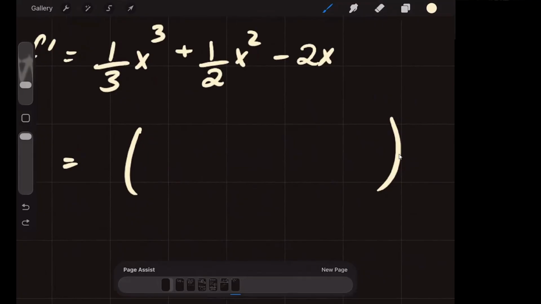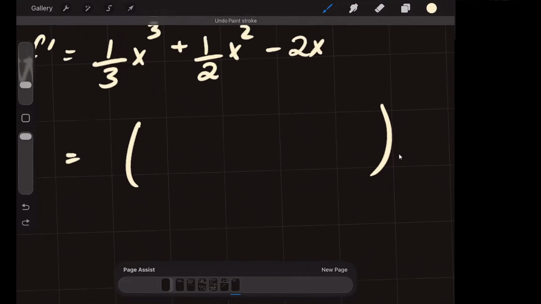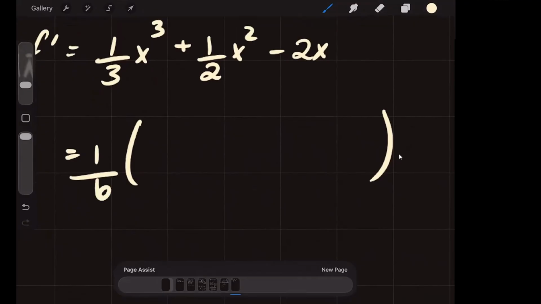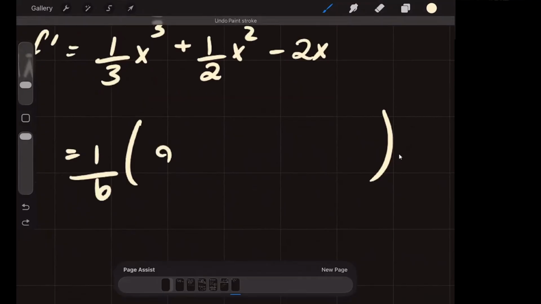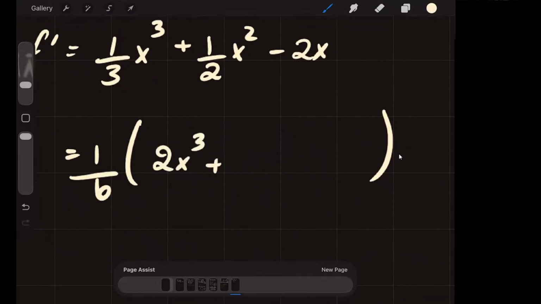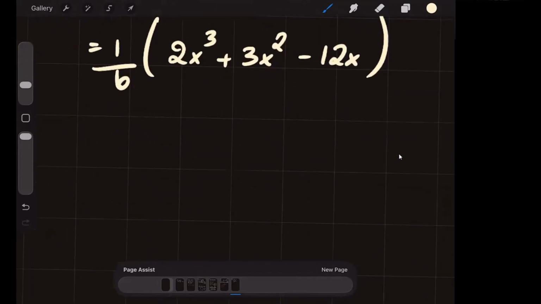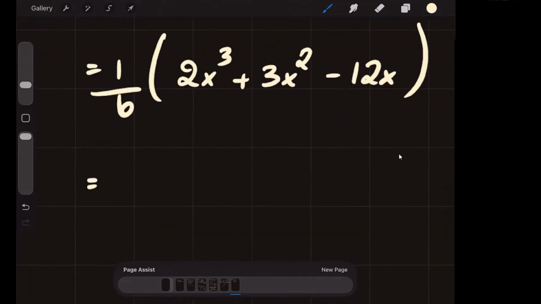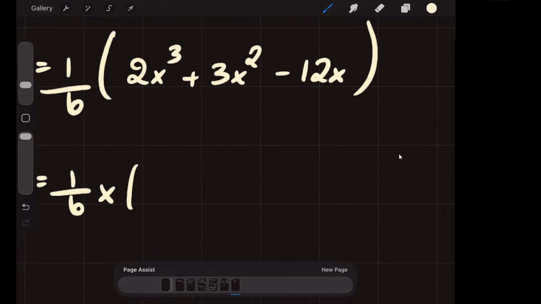So what I'm going to do is multiply the inside by 6 and divide the outside by 6. So I'm going to end up with 1/6 and multiply the inside by 6. That gives me 2x cubed plus 3x squared minus 12x, like that. Then I'll factor out the x: 1/6 x times 2x squared plus 3x minus 12.